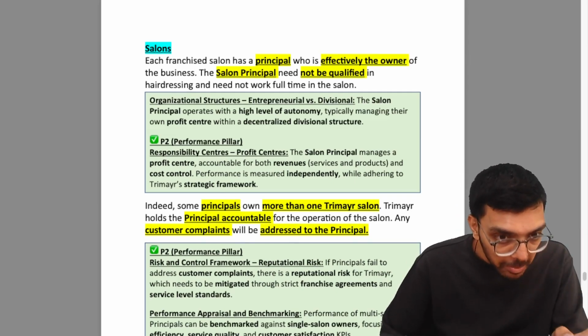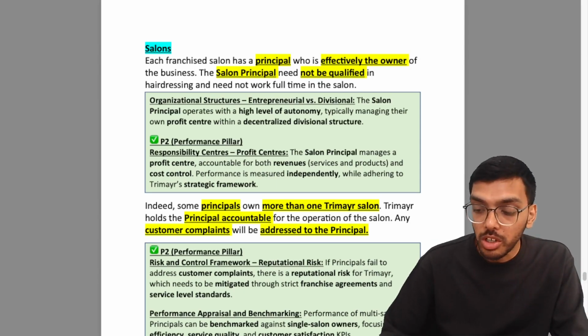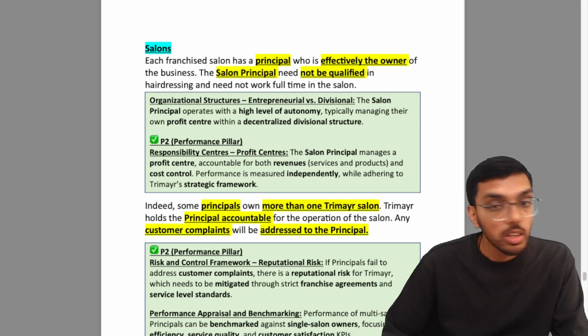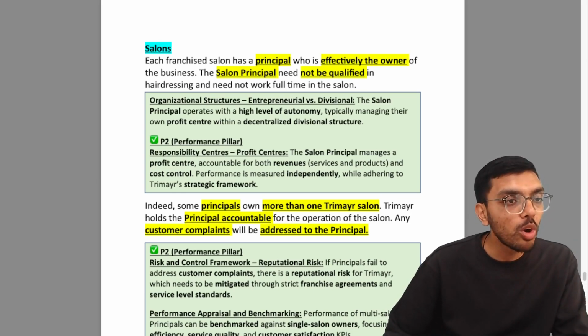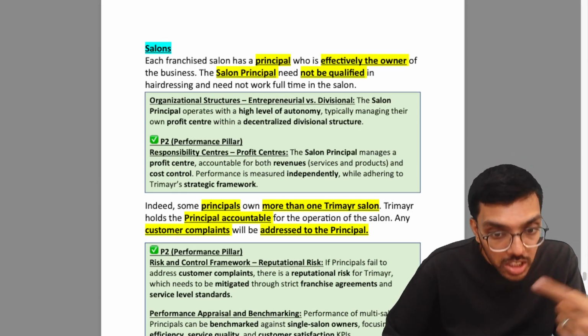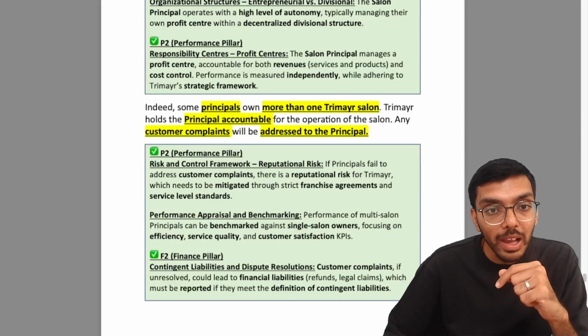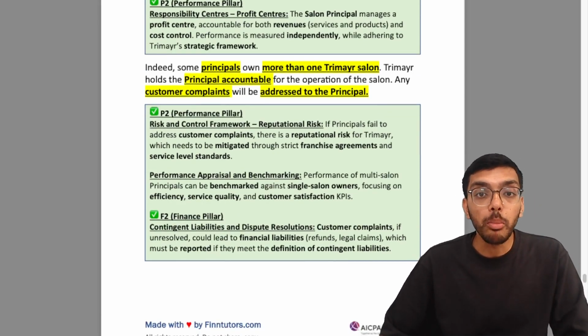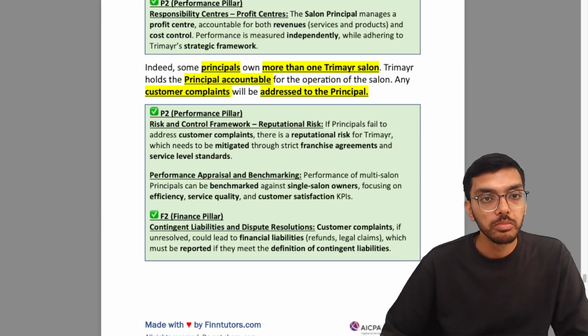Performance measurement will be very important, because if one particular franchise salon is not doing well, then you will not do well because you won't receive your royalties. So we need to make sure that the salon does well. Indeed, some principals own and operate more than one salon.